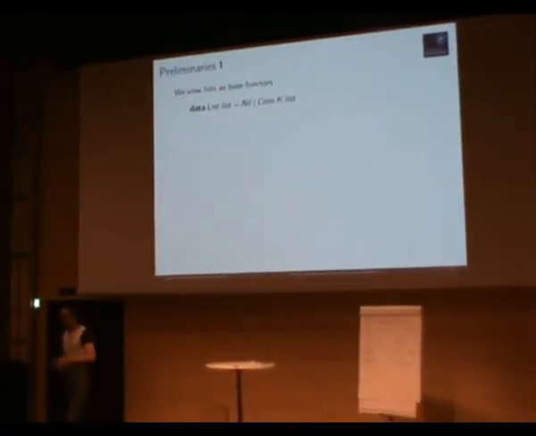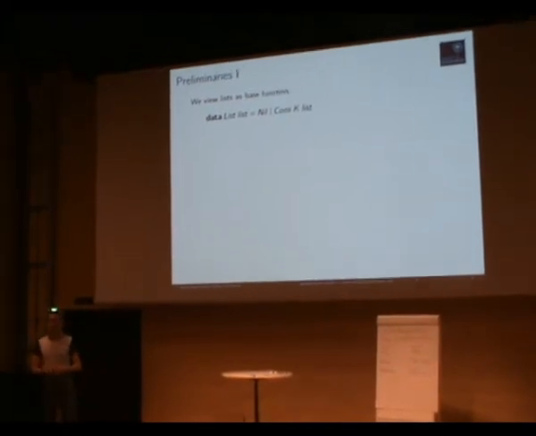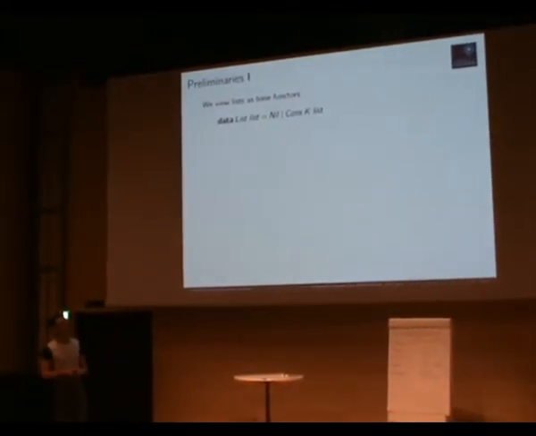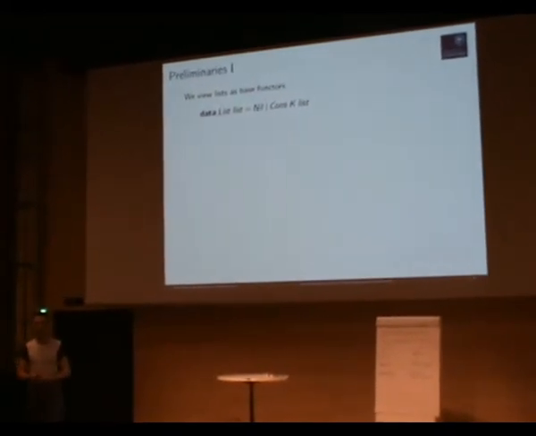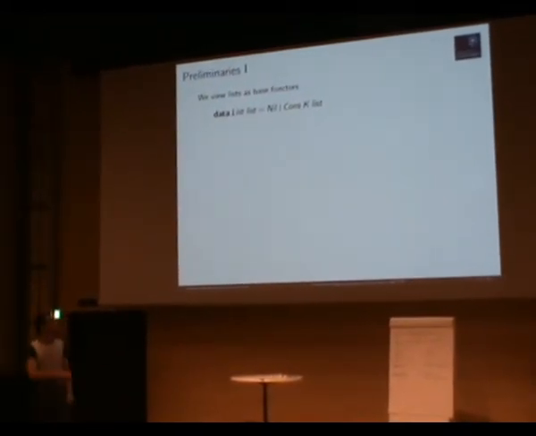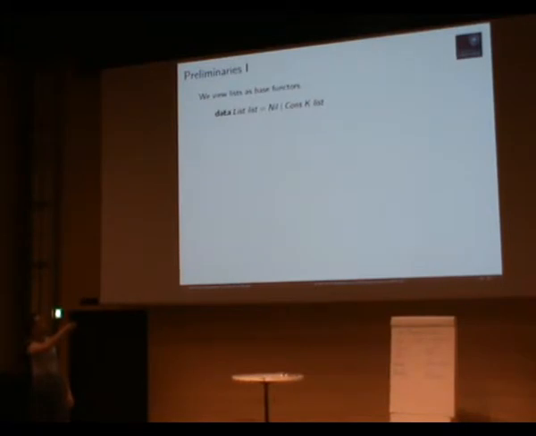So we need some preliminaries. We use lists, which we see as base functors because we want to abstract from recursion and tie the fixed points individually. We store some k elements in the list. It doesn't matter. You can think of them as integers. It's just something which has an order.